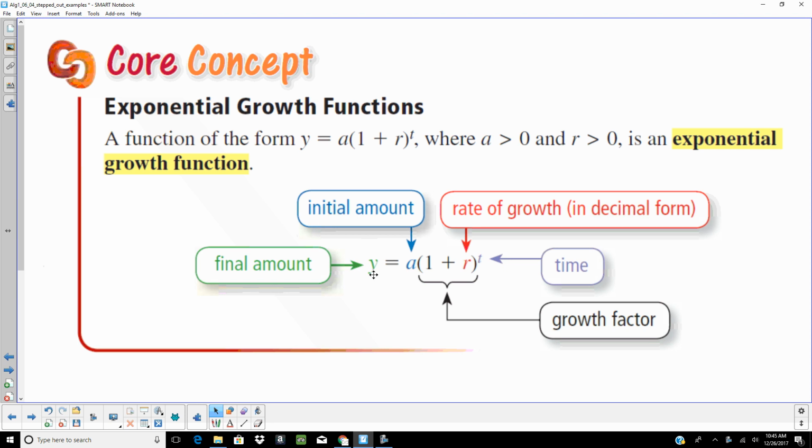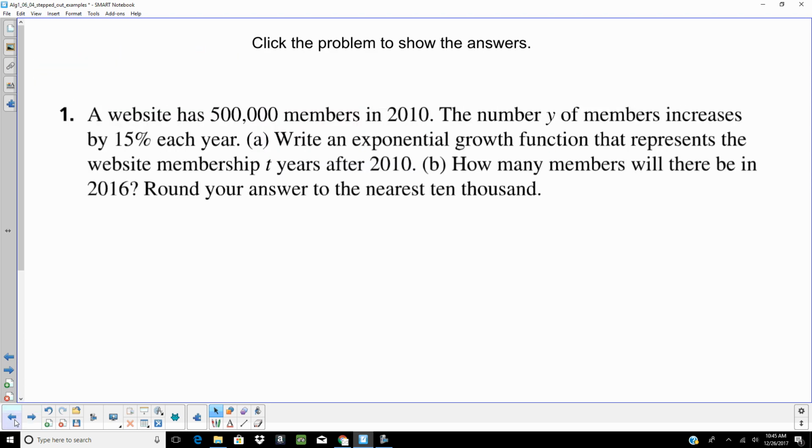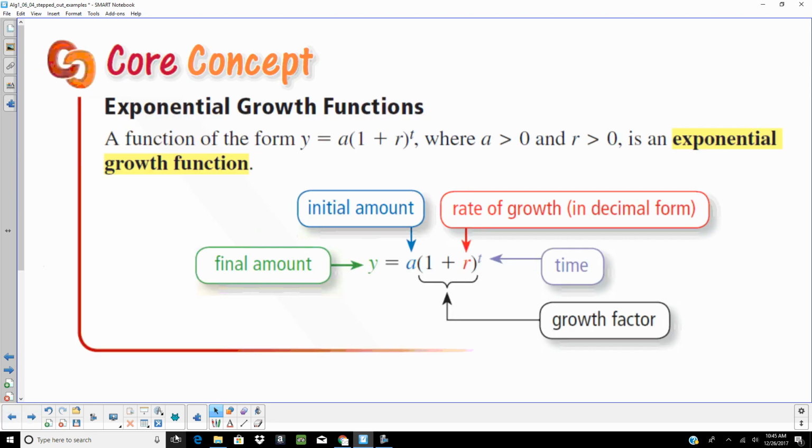Y is going to be your final amount. Sometimes that's written in function notation, so it could be like A of t or something like that. A is your initial amount, what you're starting with. R is your rate, has to be in decimal. T is time, and what's in that parenthesis is your growth factor. Oh, got a little crazy with the arrow there.